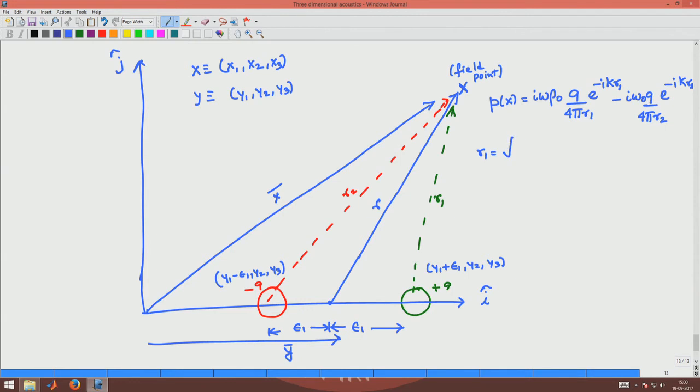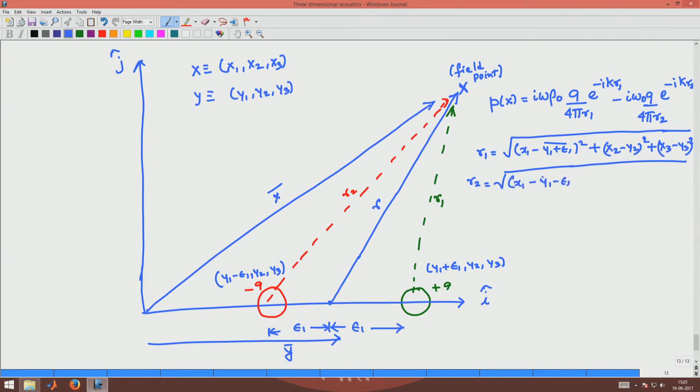R 1 is given as square root of x 1 minus y 1 plus epsilon 1 whole square plus x 2 minus y 2 whole square plus x 3 minus y 3 whole square. And similarly, R 2 is given by the following, which is x 1 minus y 1 minus epsilon 1 whole square plus x 2 minus y 2 whole square plus x 3 minus y 3 whole square.